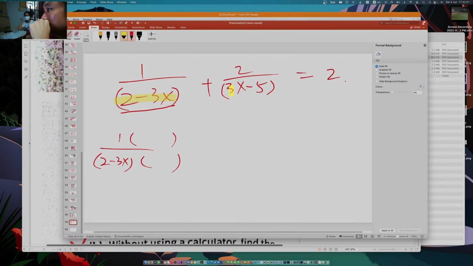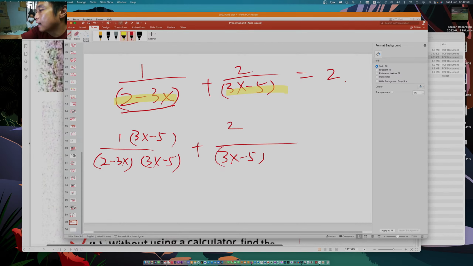This one denominator compared to this denominator. This guy needs this guy. So since this guy needs this guy, I just times both numerator and denominator. Then the next one is times the 2. Correct.